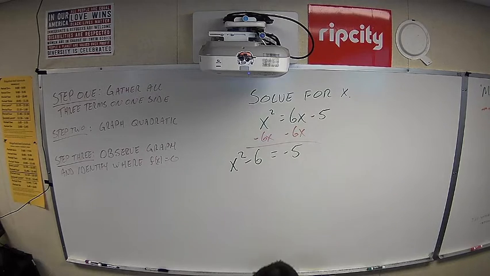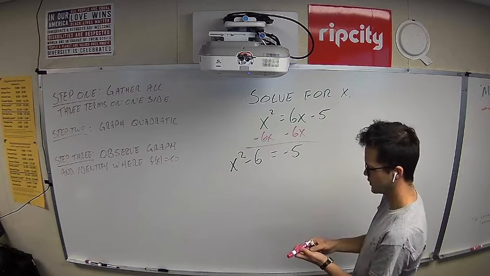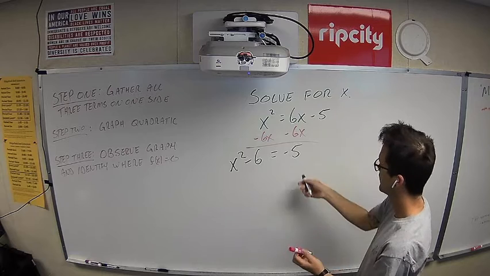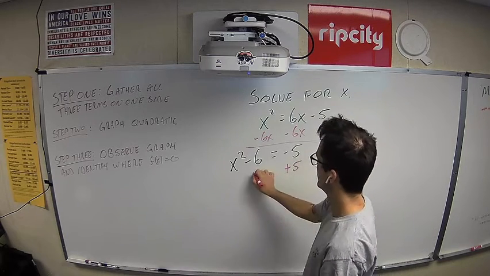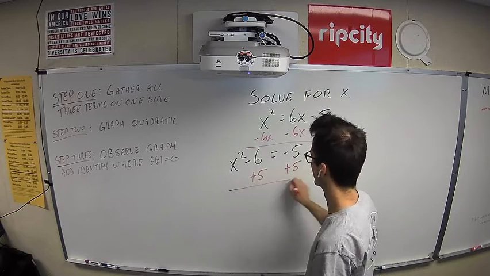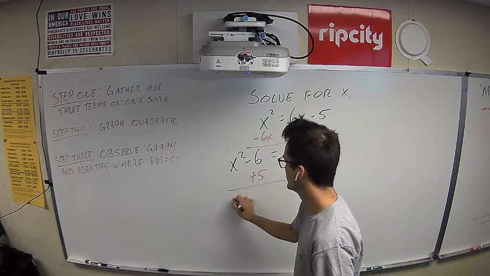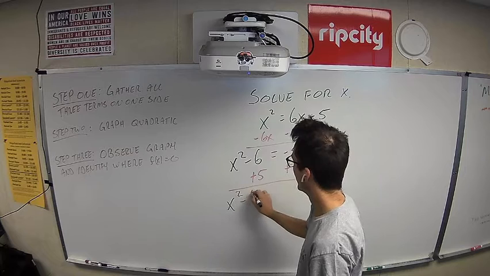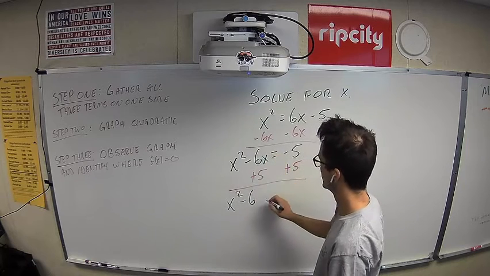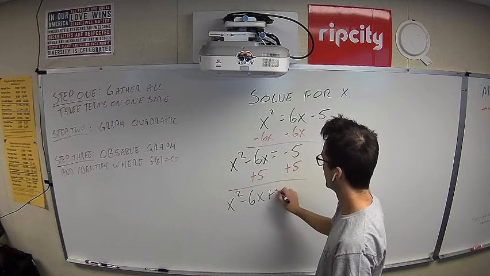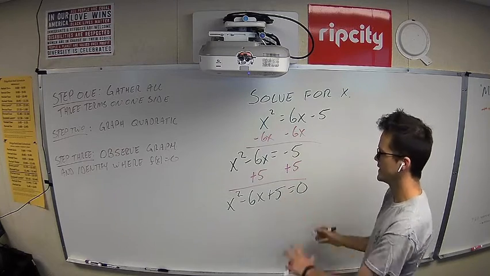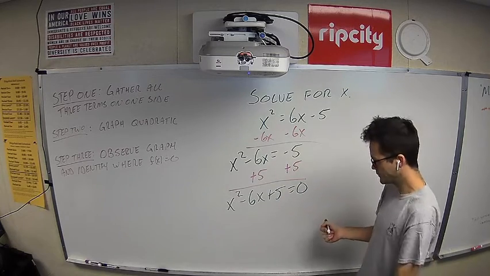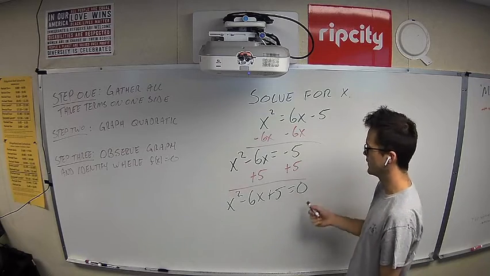So now I still have things on both sides, so let's do this once again. Right now, this negative 5 is kind of camping by itself, so we're going to add 5 to both sides. Add 5 to the left, add 5 to the right, and the result of this move is x squared minus 6x plus 5 equals 0. This is the algebra that we're going to do. So x squared minus 6x plus 5 equals 0.